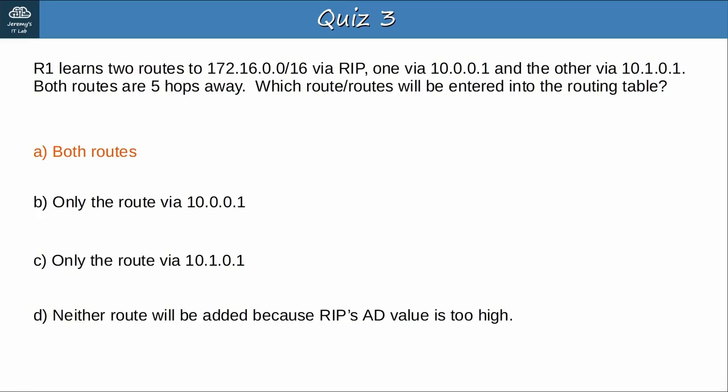As for option D, if R1 also learned a route to 172.16.0.0/16 via another routing protocol such as OSPF, this would be true, because RIP's AD value is higher than OSPF, so it is less preferred. However, there was no mention of another routing protocol, so D is incorrect.